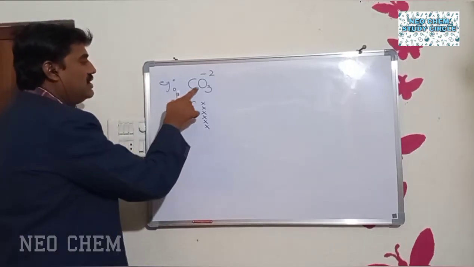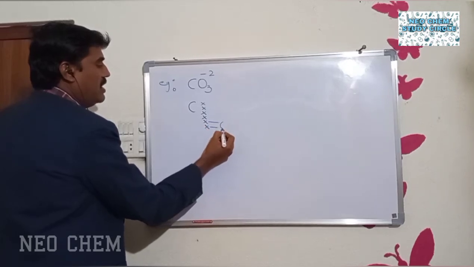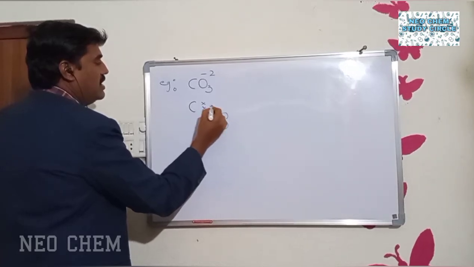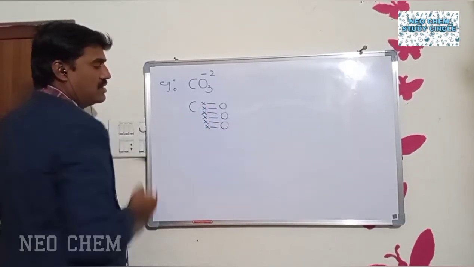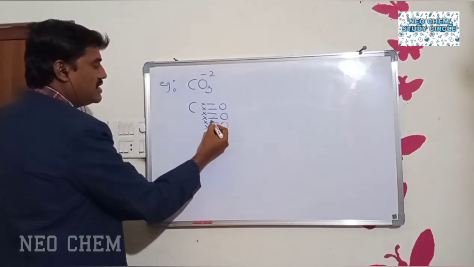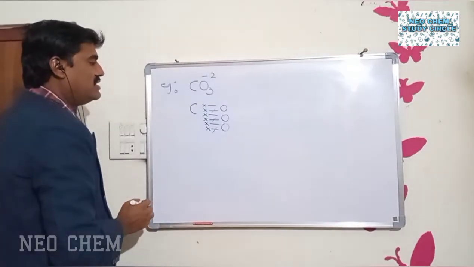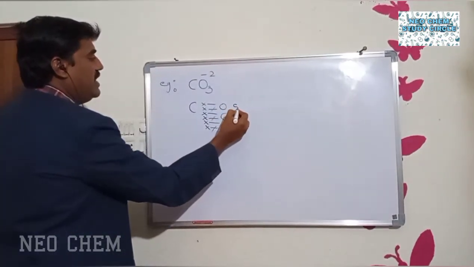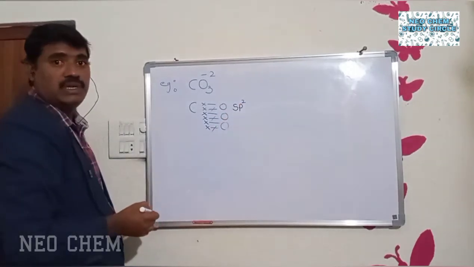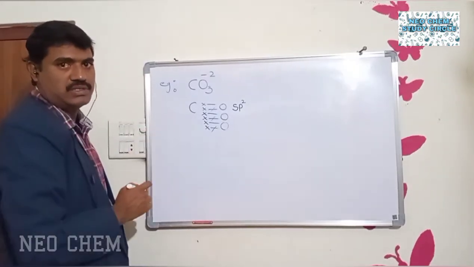Next, there are 3 oxygen atoms. So with 2 electrons together, one oxygen, second oxygen, third oxygen. Okay, so there are the first sigma bond, second sigma bond, third sigma bond. So totally there are 3 sigma bonds. That's why the hybridization containing 3 orbitals is sp2. Like that, we have to identify the hybridization of anions.